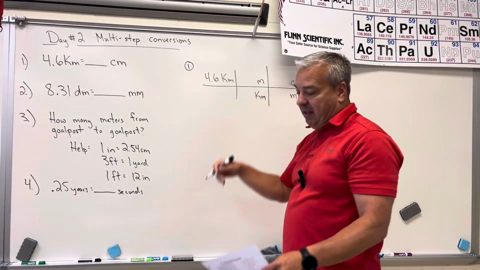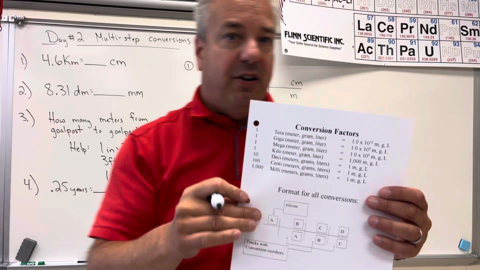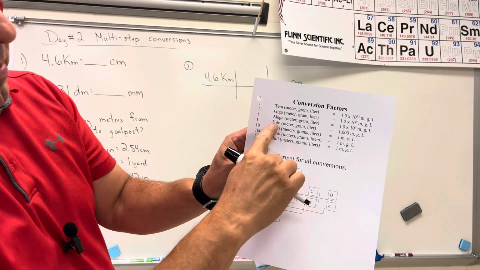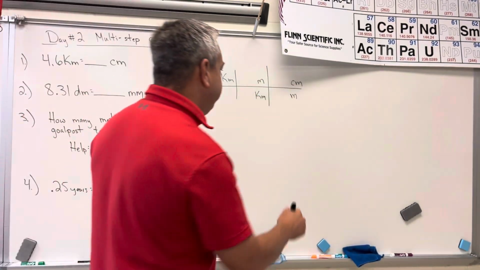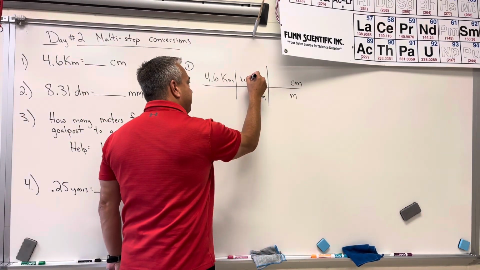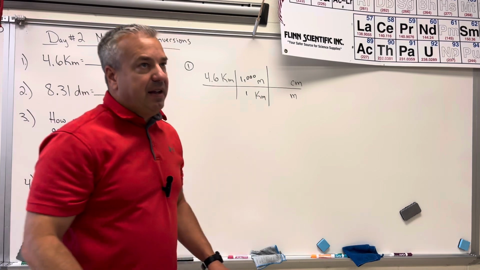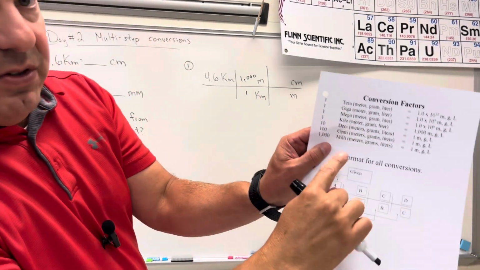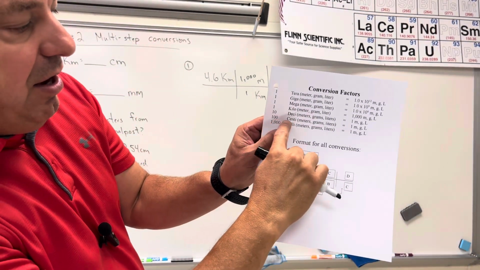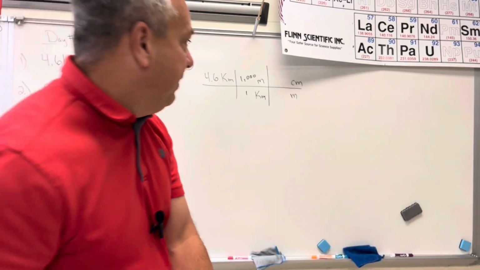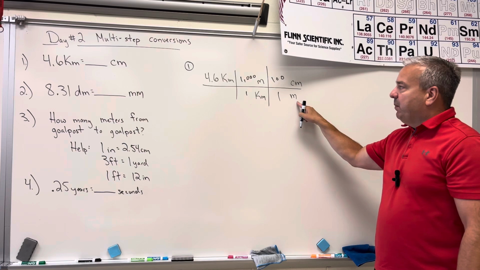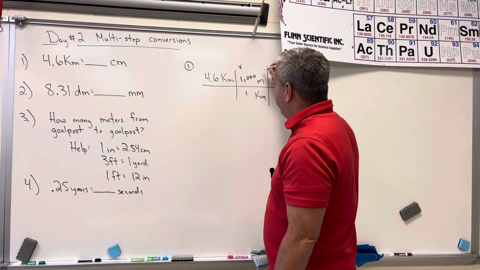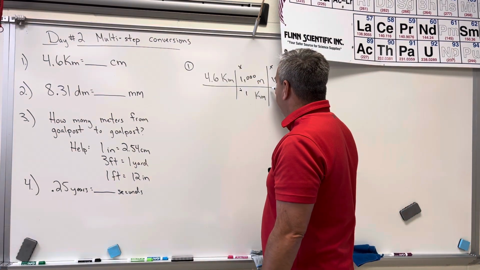The first one is going to be kilometers to meters. So we look at our sheet here, and right here we've got kilometers to meters, 1,000 meters for every 1 kilometer, and then centimeters to meters. So we look it up right here, 100 centimeters for every 1 meter. Remember, we multiply on the top and we divide on the bottom.